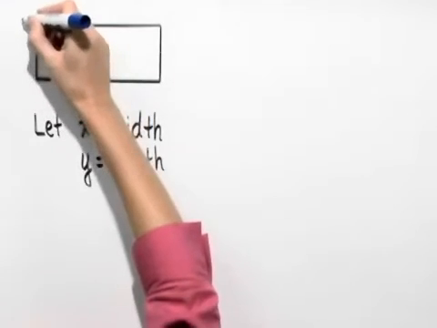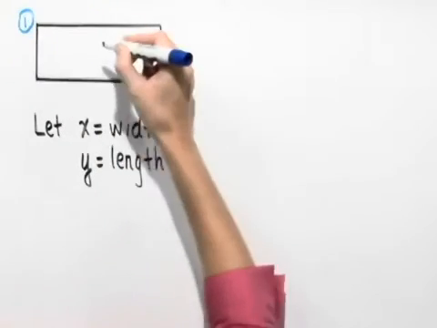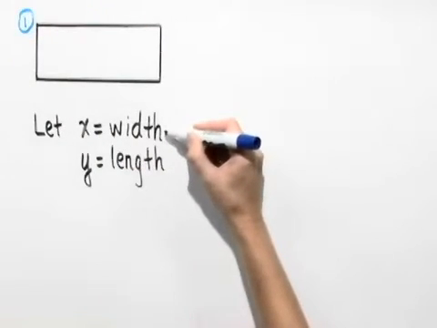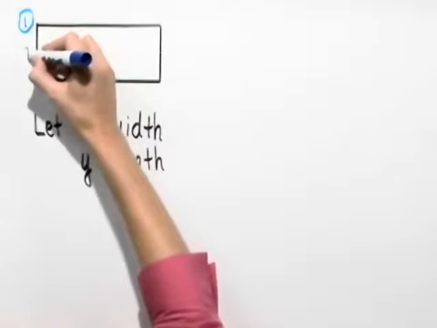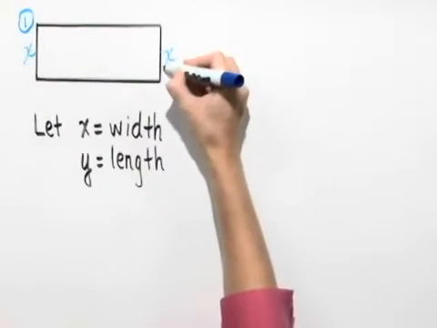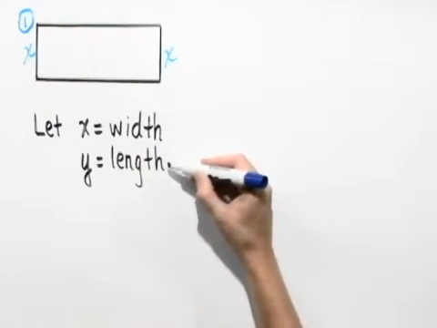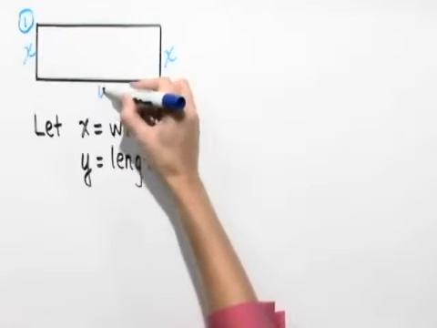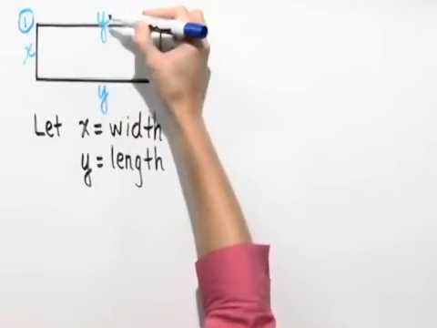In part 1, I have the rectangular field drawn, and we're asked to put one of its dimensions and label it as x. So I've called x the width. So we can put x here and here for the width, and I've chosen y for the length. So I'll put y on each length.